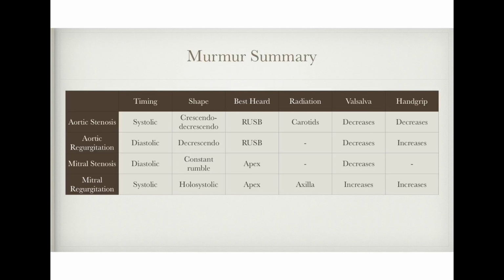Hand grip would increase the mitral regurgitation murmur as well, this time by increasing left ventricular afterload, which would cause blood to flow preferentially through the mitral valve backwards rather than forwards through the aortic valve. Here's that murmur once again.